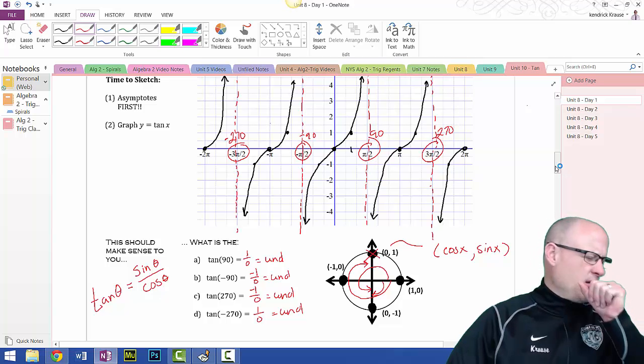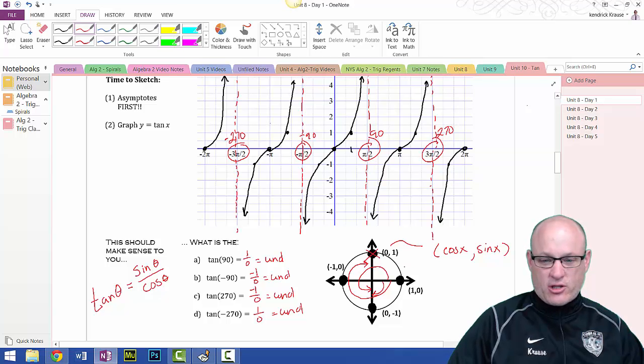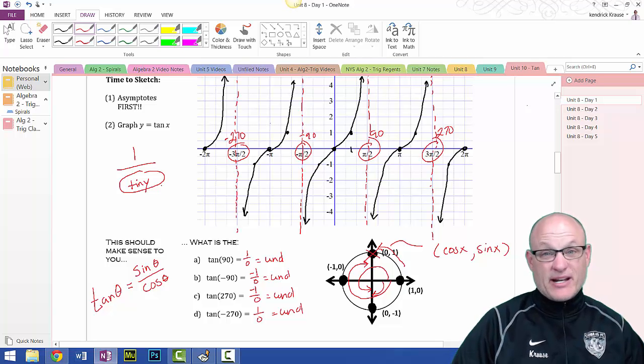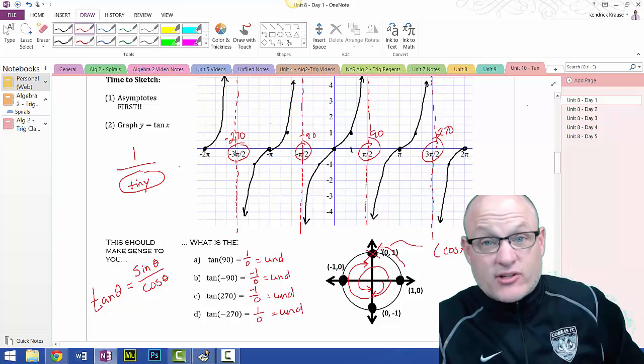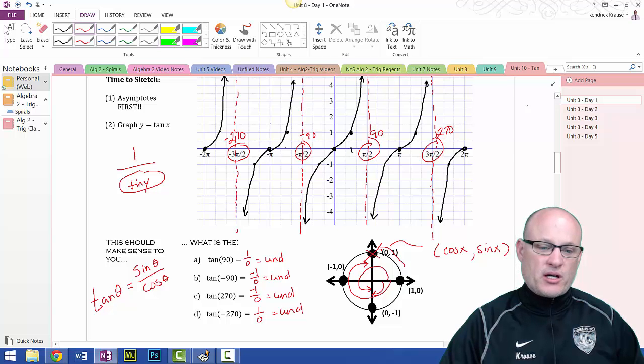As the angle gets closer to, let's say, 90 degrees, my x value is getting closer and closer and closer to 0. So my sine value is getting closer to 1, and my denominator is getting very, very tiny. But eventually it gets to 0. So that's why you can't ever hit this asymptote, because you can't have 1 over 0. So at pi over 2, it's 1 over 0, or negative 1 over 0. You're going to have an undefined.